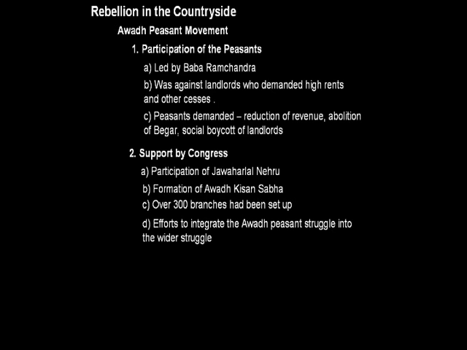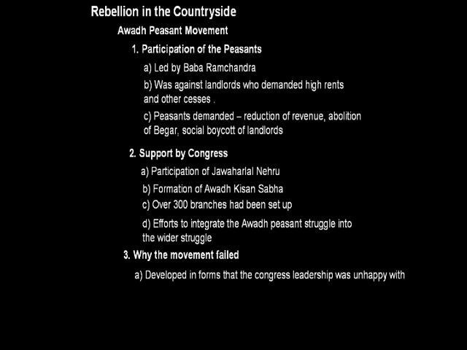So this one was the peasant movement, but again it was not able to achieve success. So let us discuss the reasons behind it. The heading: why the movement failed. The first point which we have to discuss is the movement developed in forms that the Congress leadership was unhappy with. For example, Mahatma Gandhi has always said that we have to go for a non-violent way by which we have to oppose the Britishers.